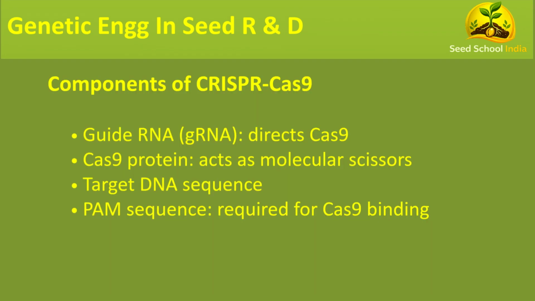The CRISPR-Cas9 system consists of three main components: the guide RNA, the Cas9 protein, and the target DNA sequence. The guide RNA is designed to match the target gene, ensuring specificity. The Cas9 protein acts as a cutting enzyme, while the presence of a PAM sequence is necessary for binding. Together, these components enable precise genome editing.